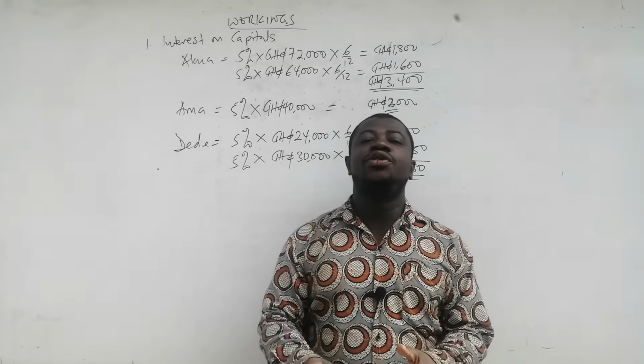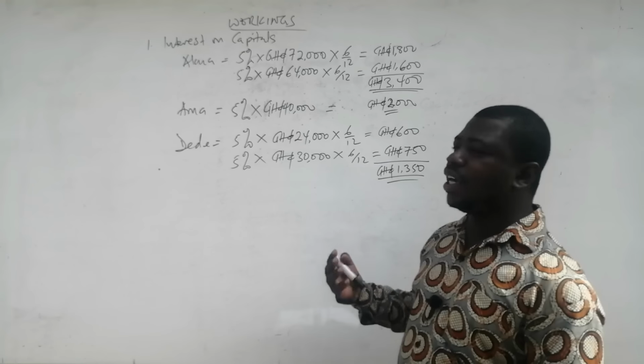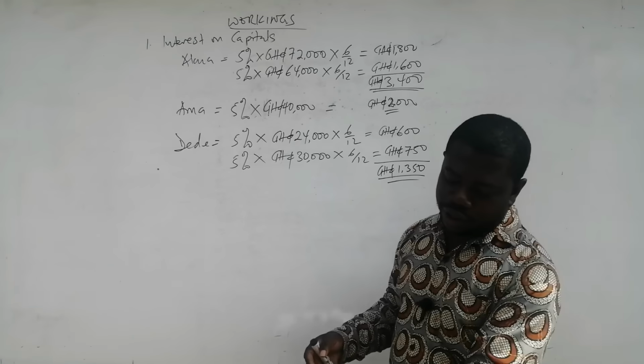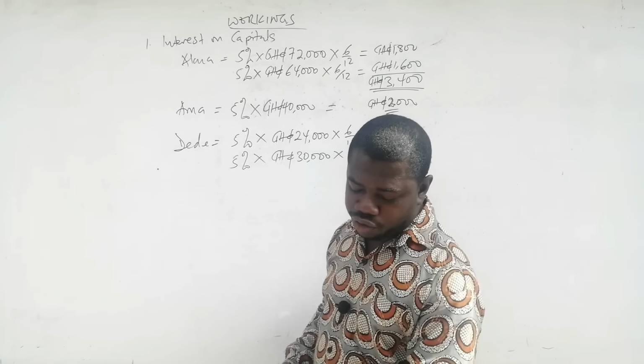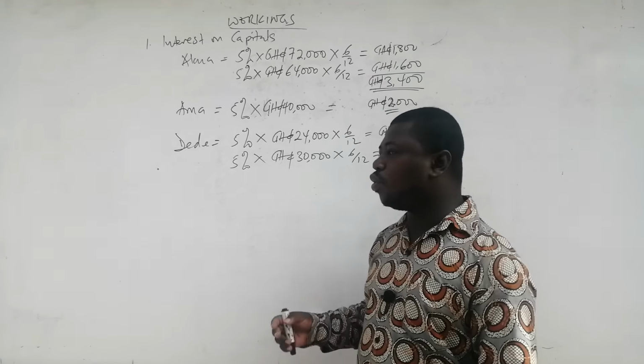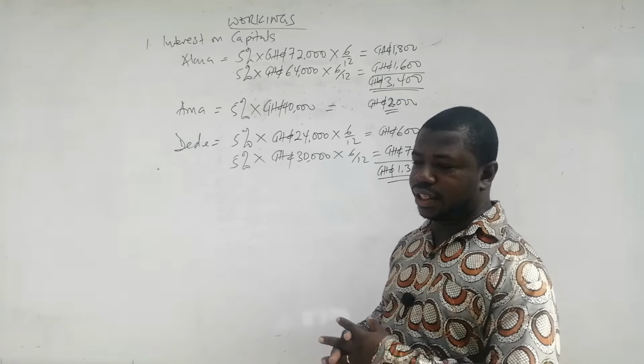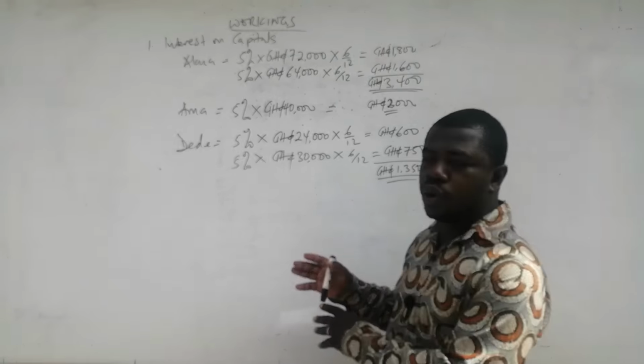Now, the next thing to calculate would have been the interest on drawings. But then we are told that the interest on drawings, we are giving that straight away. Equia is 900, that of Ama is 600, and that of Dede is 300 Ghana cedis respectively. And so we are not going to calculate for that. And so there is no other thing to calculate, so we can straight away go onto the format.